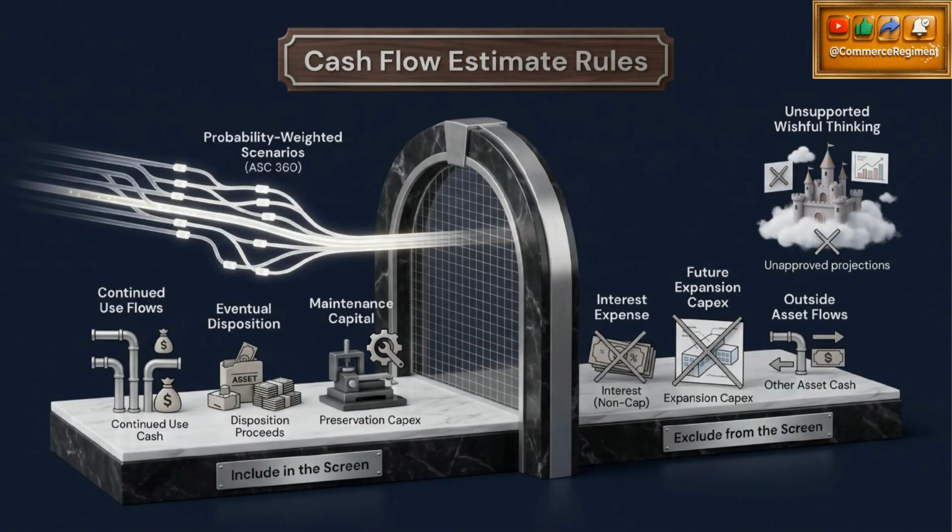Cash flow estimates must be disciplined. Include operating cash inflows and outflows from continued use, expected net proceeds from eventual disposition, maintenance capital needed to preserve current service potential, and probability weighted scenarios based on available evidence. Exclude interest expense recognized as incurred, future expansion capital expenditures that increase service potential, cash flows from assets outside the defined group, and unsupported optimistic projections. In short, use supportable use and disposition cash flows, not wishful thinking with a discount free glow.